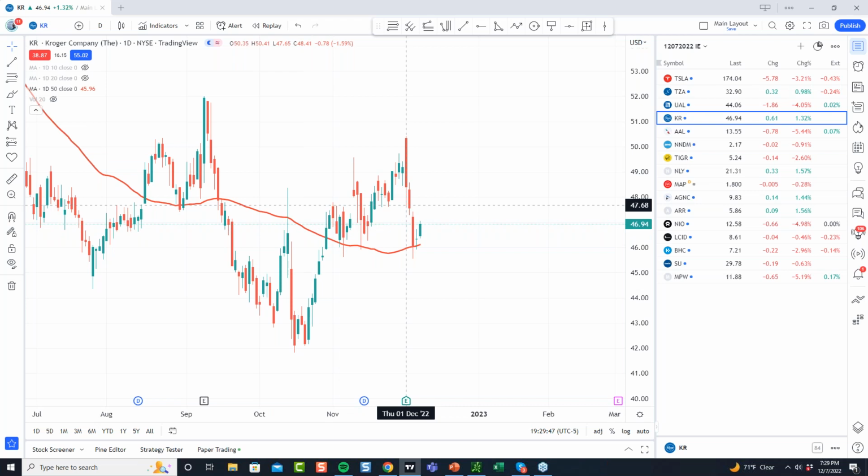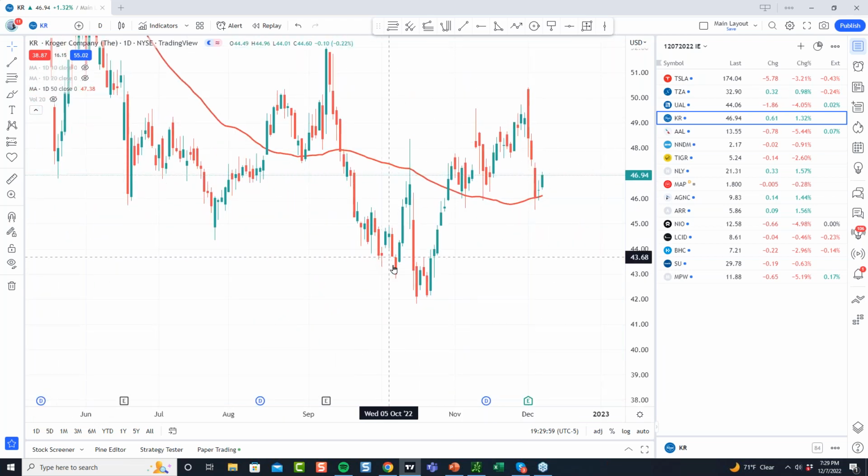A definition of an uptrend is making higher highs. So that's a high. This high is higher than that high. This high is higher than that high. Well, what's the definition of a downtrend? Well, you're making lower lows. So this low is lower than that low. This low is lower than that low.